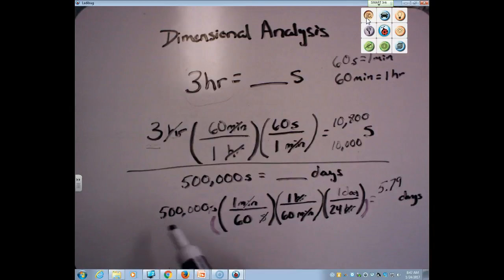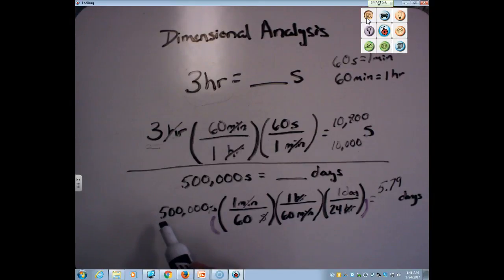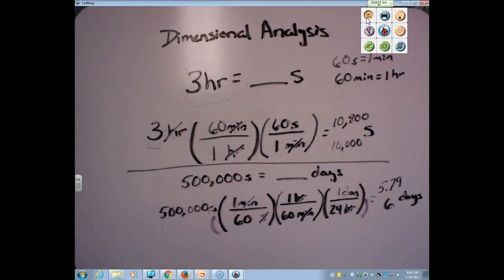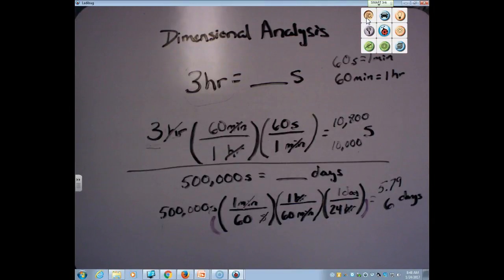Again, we have to deal with our level of uncertainty here. Because this number doesn't have a decimal, we don't know if it's exactly 500,000 seconds or just kind of an estimation. So we would have to match the number of significant figures. And again, I haven't taught you that yet, but we're going to get to it. And in this case, there's only one. So really, I would say there's about 6 days in 500,000 seconds. But if you get 5.79, you did well on practicing dimensional analysis.